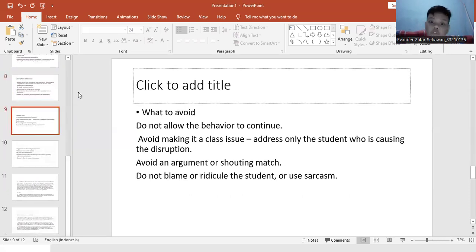What to avoid? Do not allow the behavior to continue. Avoid making it a class issue. Address only the student at risk of causing disruption. Avoid an argument or starting a power match. Do not blame or ridicule the student or use sarcasm.